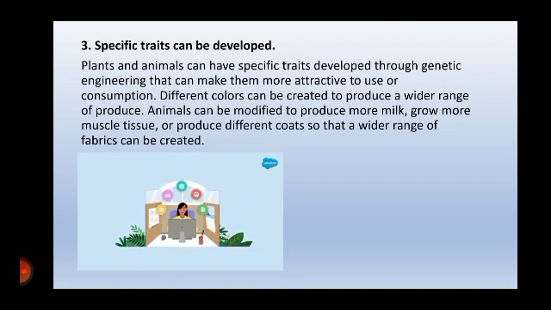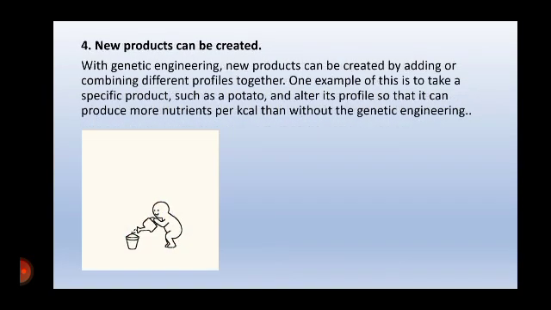Number 3, specific traits can be developed. Plants and animals can have specific traits developed through genetic engineering that can make them more attractive to use or consumption. Different colors can be created to produce a wider range of produce. Animals can be modified to produce more milk, grow more muscle tissue, or produce different coats so that a wider range of fabrics can be created.